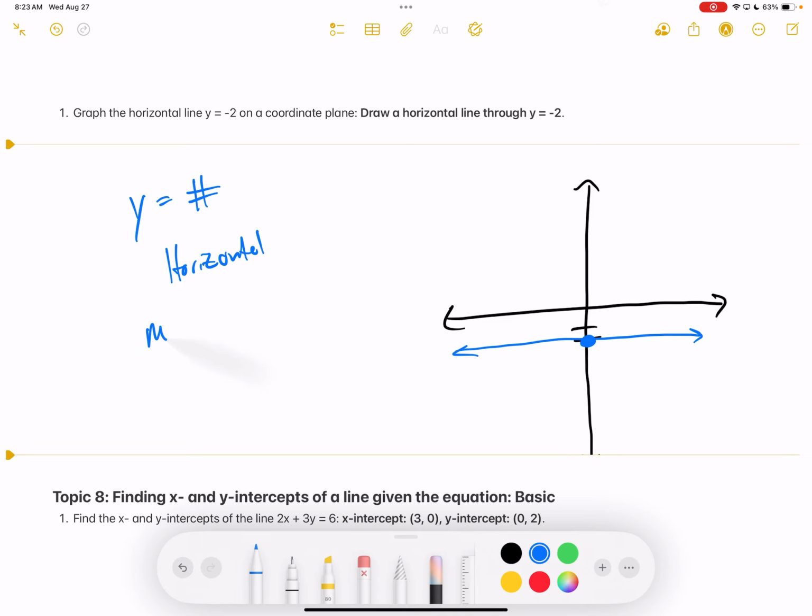And the slope on this one is 0, because on this one, it does not go up or down at all. It just goes to the right. So if I go up 0 to the right 10, up 0 to the right 10, it just creates a horizontal line. So 0 divided by any number is 0.